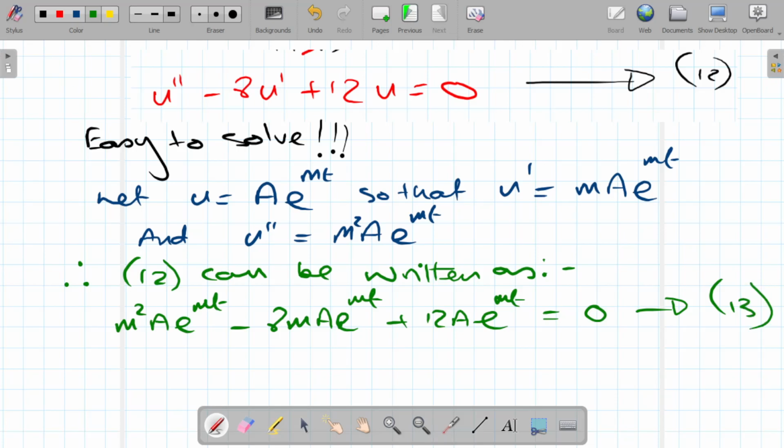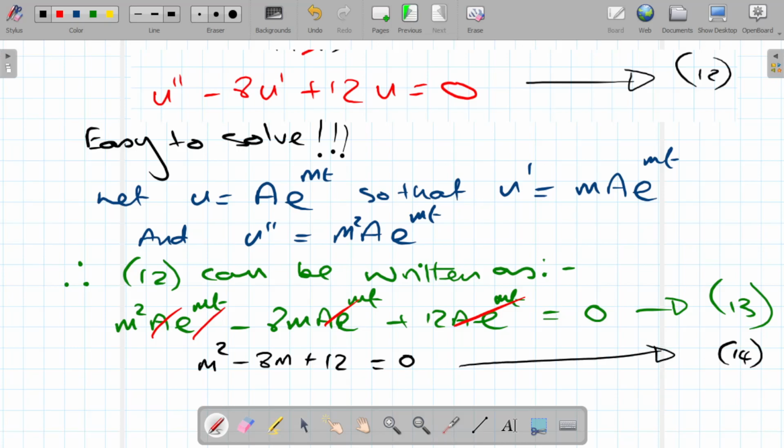Well, as you can see, the A's and the e's all cancel, leaving us with the quadratic equation m squared minus 8m plus 12 equal to 0. I would call that 14.